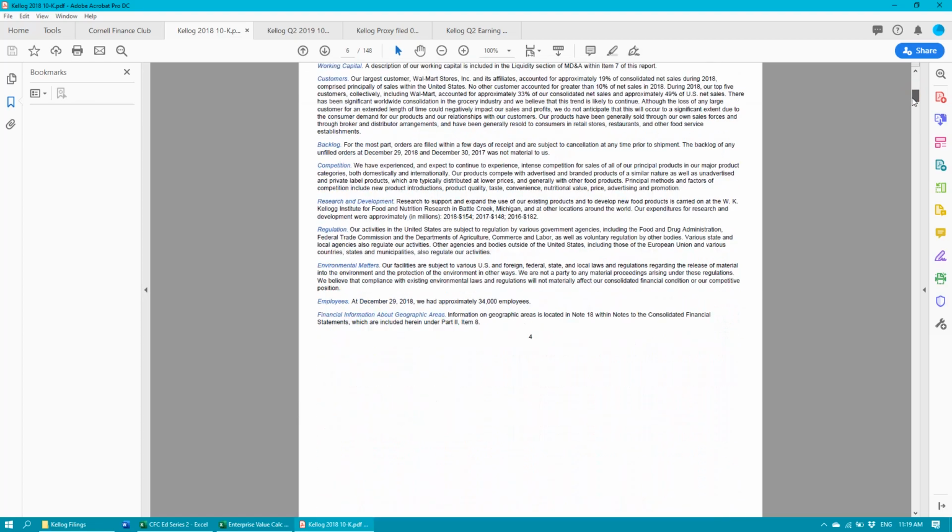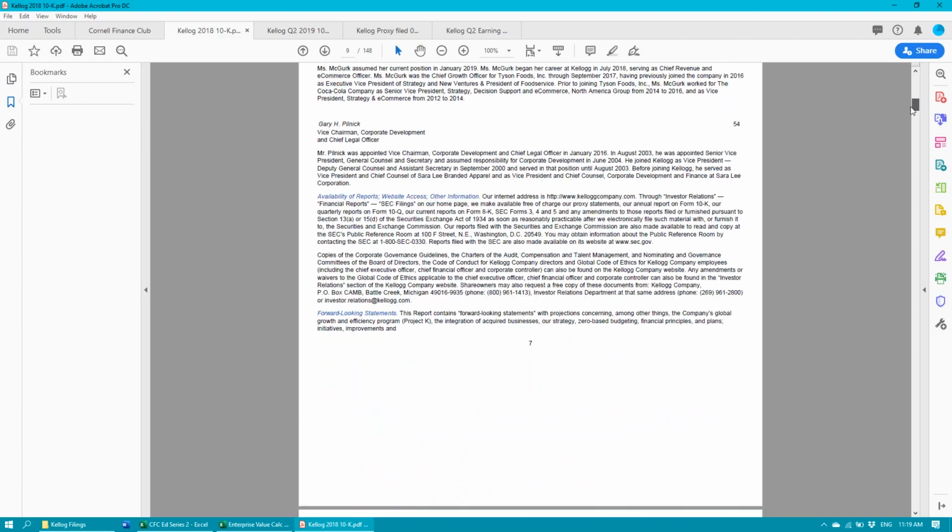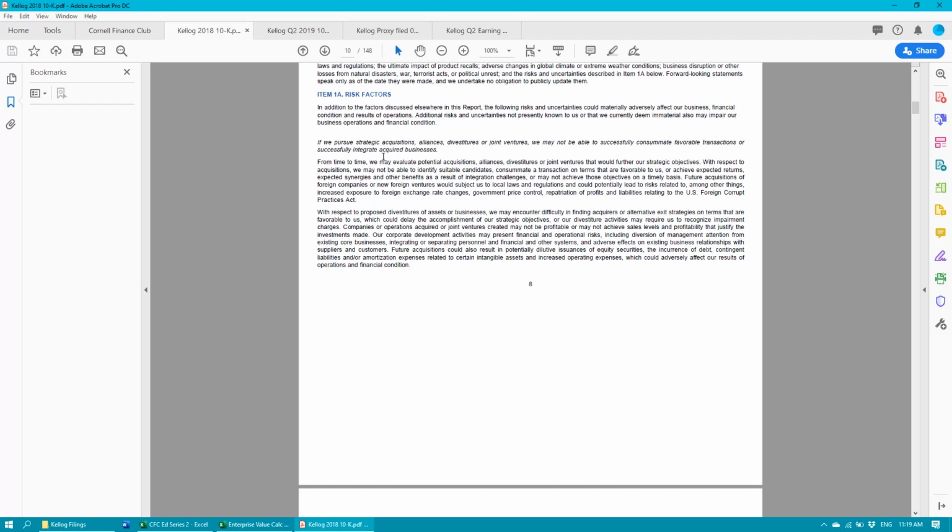And then next, 1A, you have risk factors. So here, this is honestly a lot of fluff because they want to disclose as much as possible, but you can see a lot of generic ones. For example, this top one is, if we pursue strategic acquisitions, we may not be able to successfully consummate favorable transactions or successfully integrate. And this is basically a common sense one. If you acquire someone, you might not be very successful in incorporating them into your core businesses.